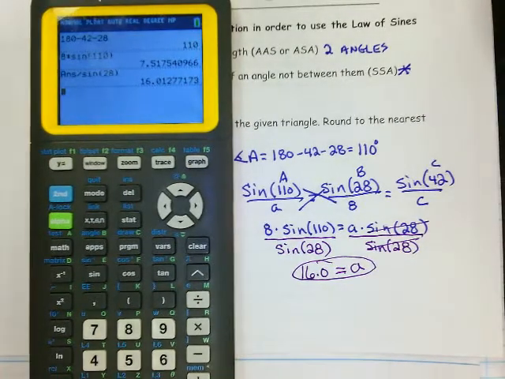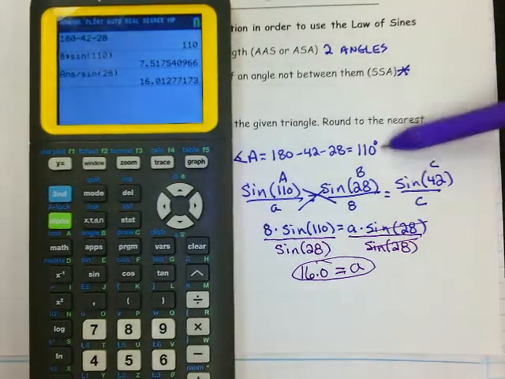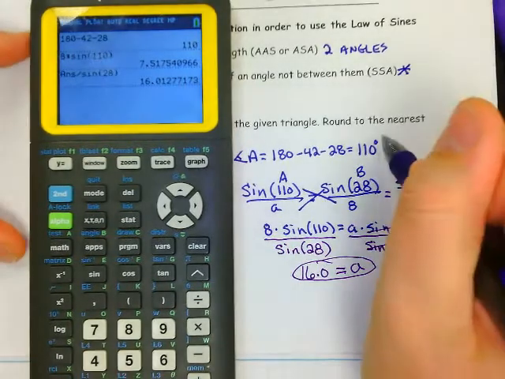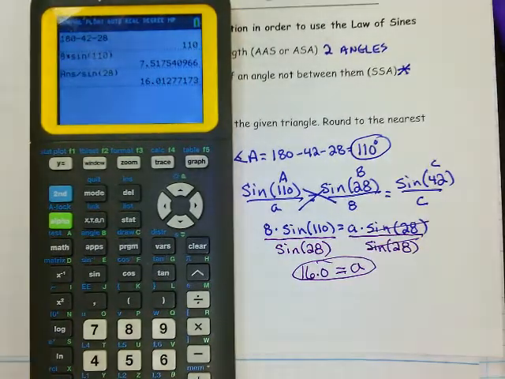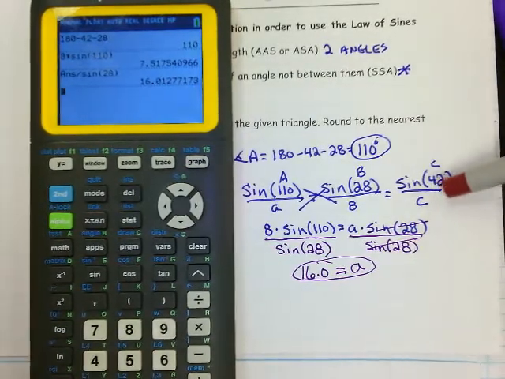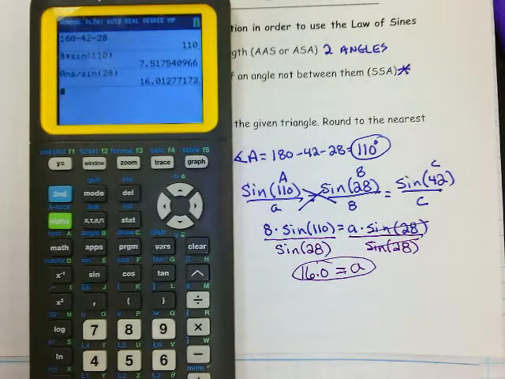So there's my first piece of the puzzle. Well, actually, the second piece, because the first piece was we found the missing angle, 110 degrees. Okay, well now we've got another missing piece. We've got to find this side C. So you've got two options.